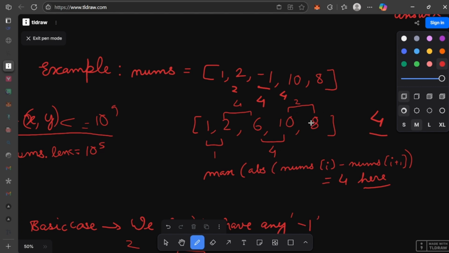And here, it would be 2 again, would be 1. Again the answer is 4. So minimum is 4 again. But here it would be 6. So yeah, minimum is 4 here. So maximum would be 6 here.